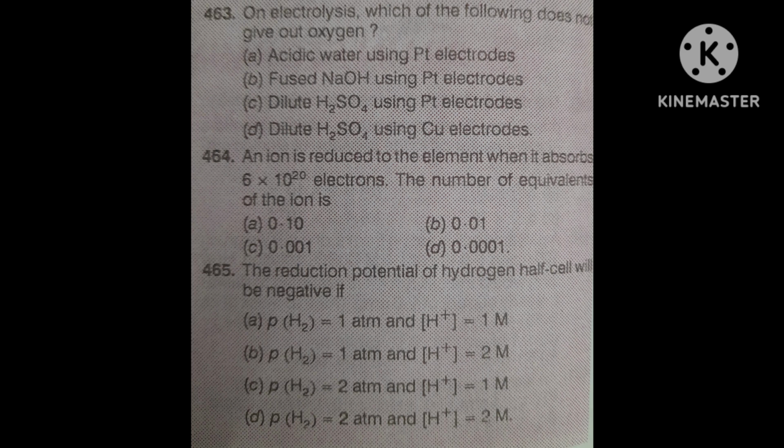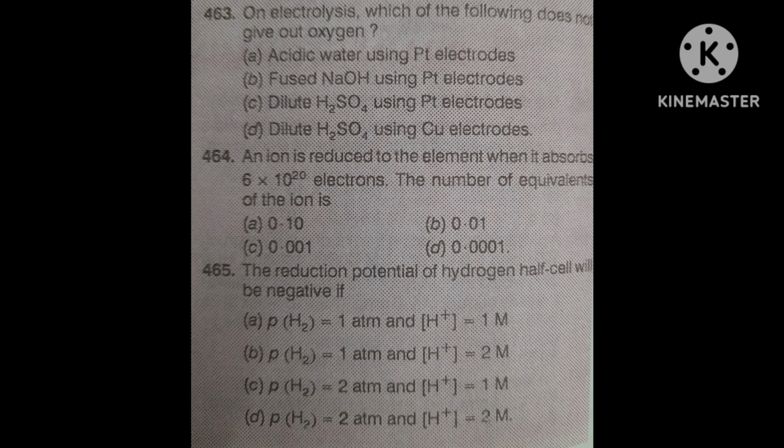Now the next question I am discussing. This is full of concept, theoretical. I am reading the question. Question number 463. On electrolysis, which of the following does not give out oxygen? Means which will not liberate oxygen. First option, acidic water using platinum electrodes. Second, fused NaOH using platinum electrode. Third option, dilute H2SO4 using platinum electrode. Fourth option, dilute H2SO4 using copper electrodes.